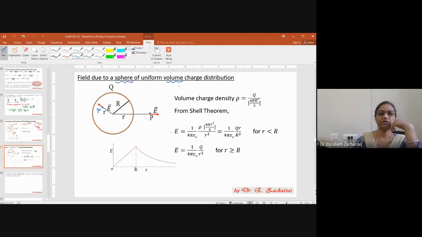Just as we did previously, the electric field for r less than capital R. If you're talking about a point here, you have to imagine a sphere of radius small r and consider all the charge lying within this particular sphere.